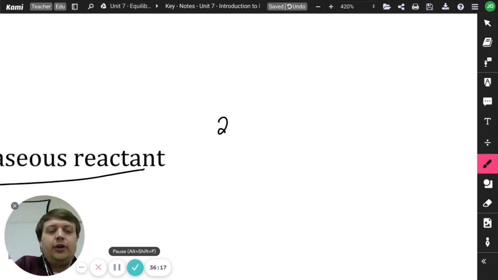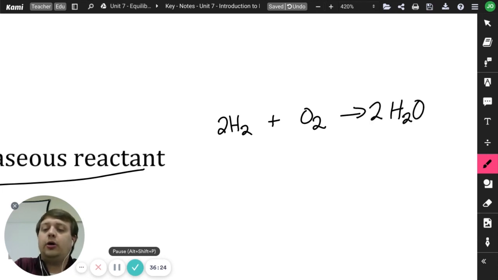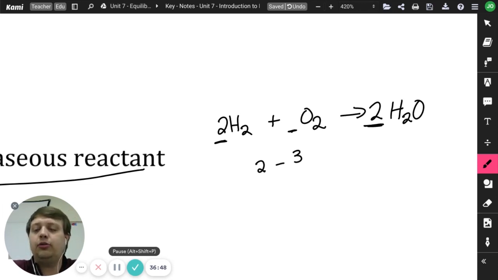If I have 2H2 plus O2, and that produces 2H2O, then for my reactants, my number of moles is 2 here and 1 here, so that's a total of 3 moles. And my products is 2 there. So to find the total, I would do products minus reactants. My products would be 2 minus my reactants, which would be 3. So 2 minus 3 would give me -1.